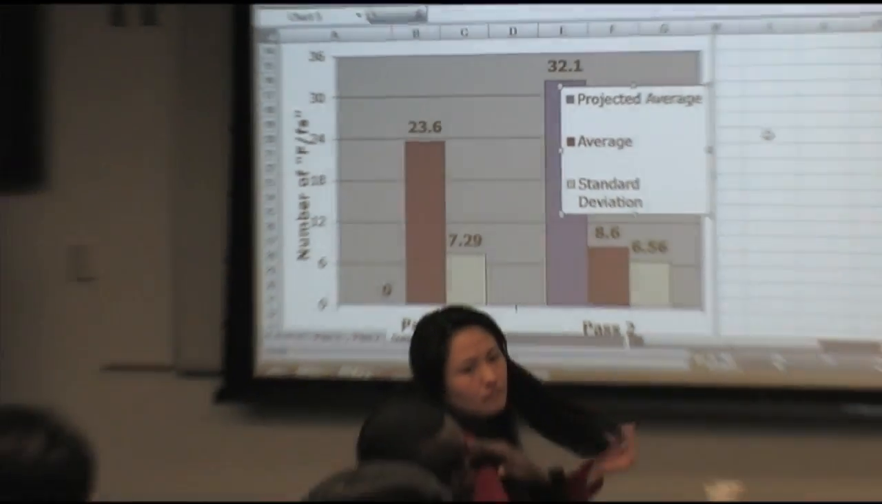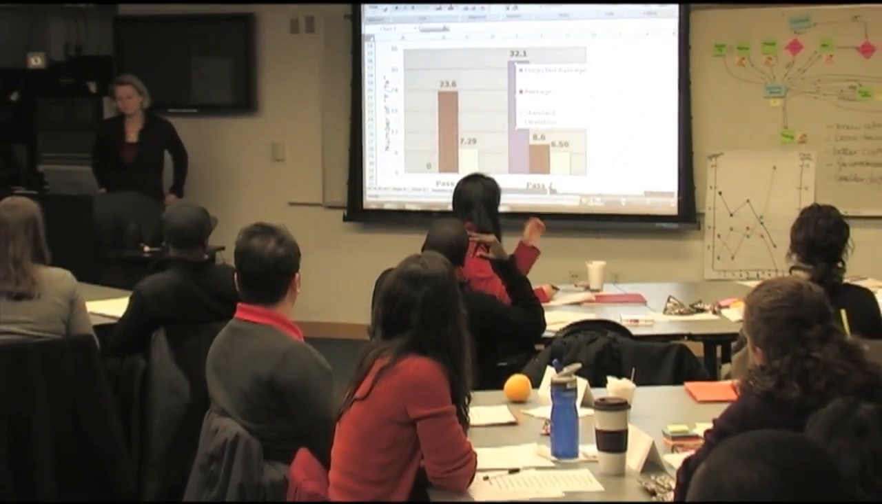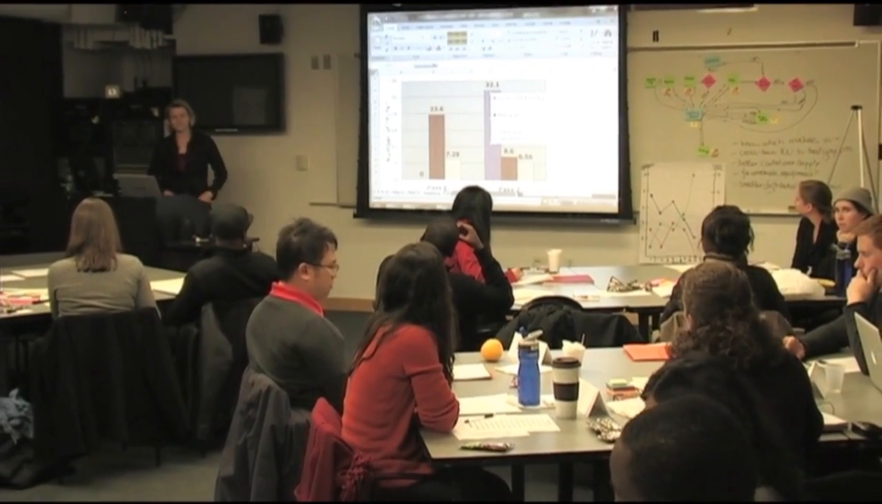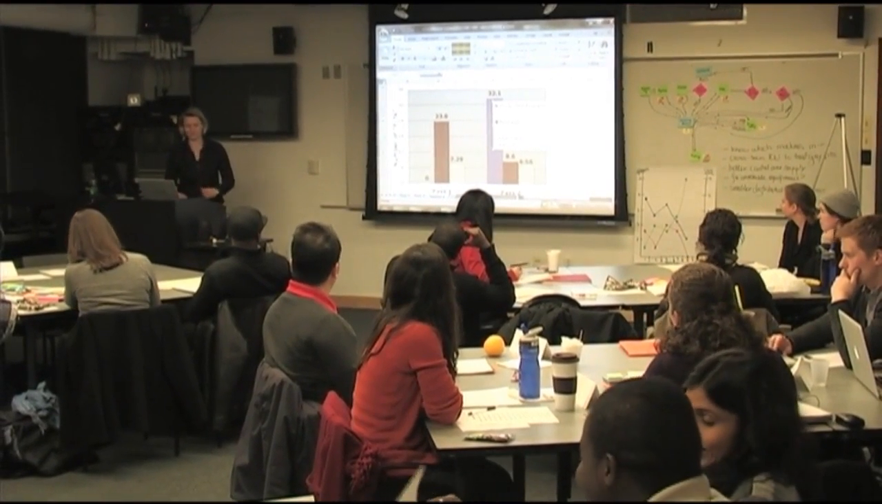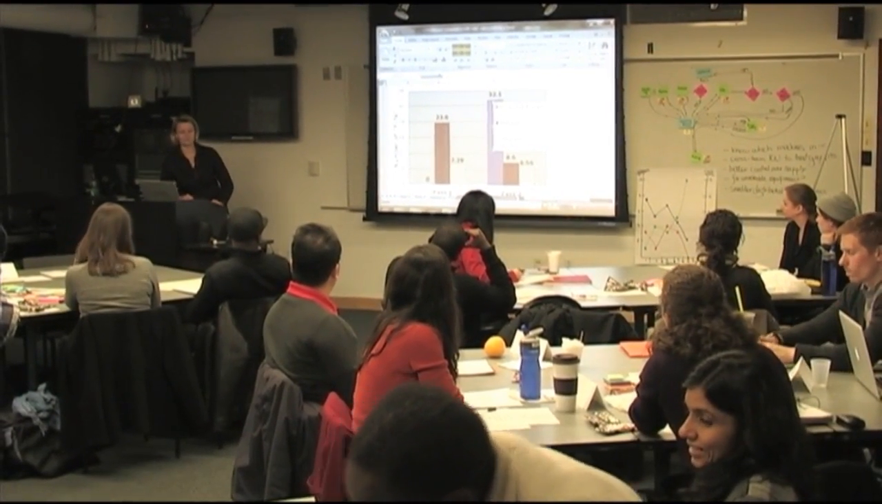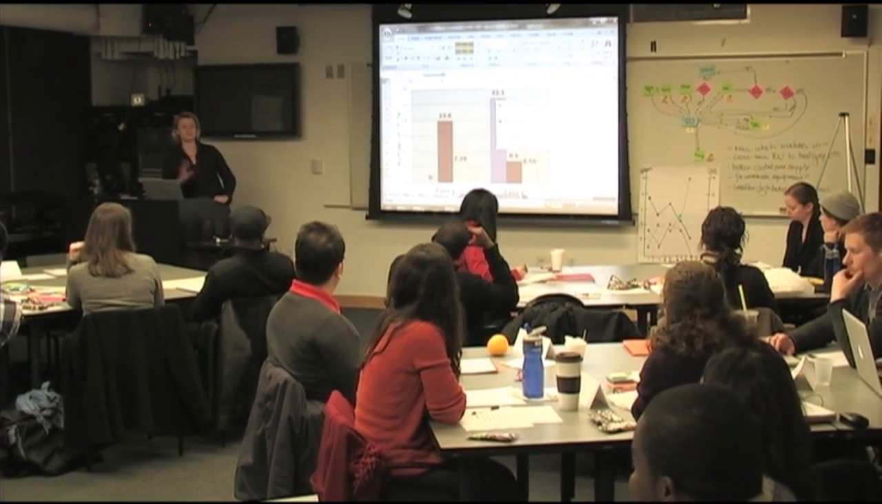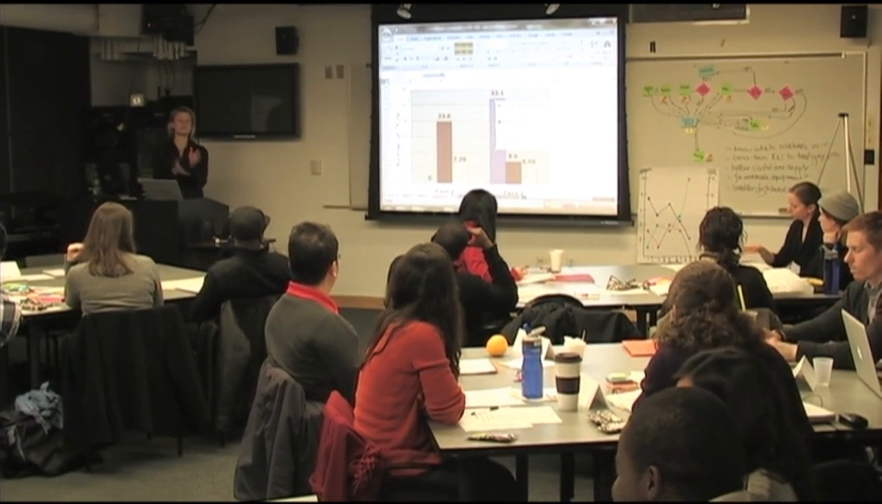Is that average the total number of F's that would be caught within 2 passes, so X's plus O's? That's total, yes. So that's not the number caught on the second. That's the total, right?